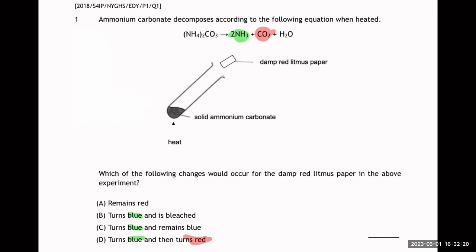So we can see that we have options for turn blue and turn red. One reason, of course, is that the red one cannot turn red immediately, right? So that's what we're looking out for. But also, why does ammonia gas reach the paper before carbon dioxide gas does? Why would that happen? Why would the ammonia gas reach the paper earlier than the carbon dioxide gas would? Any answers? Why would ammonia gas produced reach the litmus paper before the carbon dioxide gas would?